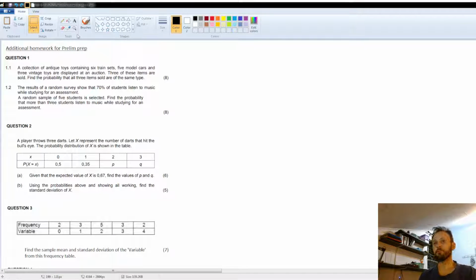Okay, so we start with this. Here's the formula. Now, the formula we use isn't going to look exactly like this, because this is reserved for only 2 categories, whereas we have 3. So let's just keep track of them. It contains 6 train sets, 5 model cars. I'm just writing this here so I can remember, and 3 vintage toys. The question is, 3 of these items are to be sold.